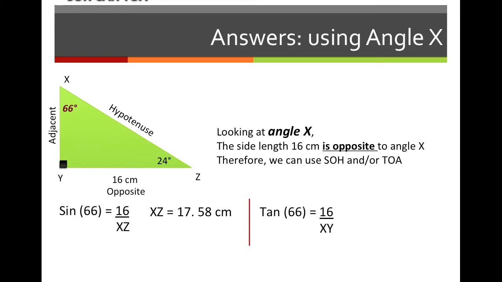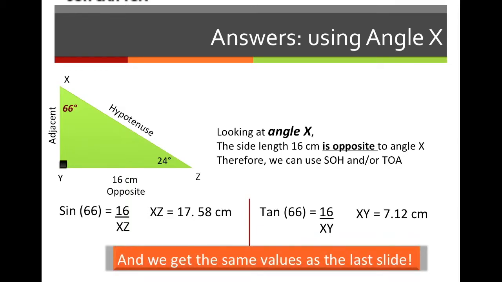Then I needed to solve for the adjacent side, which tells me that I'm going to use tan of 66, which gives me opposite over adjacent, and I get that XY is 7.12 centimeters. You get the same values as the last slide, and just like the last slide, you could have used Pythag the minute that you got two sides completed.